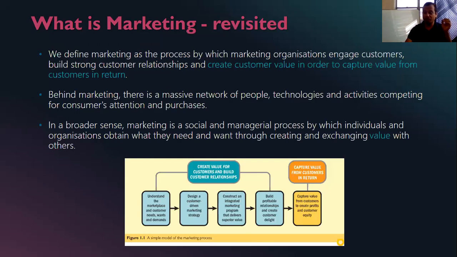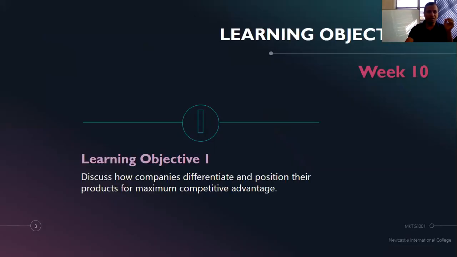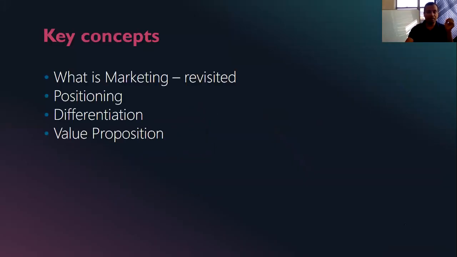So altogether we have four different objectives. The idea is we'll go through one by one: positioning, differentiation, and value proposition. And before that, just a small recap on what marketing is.